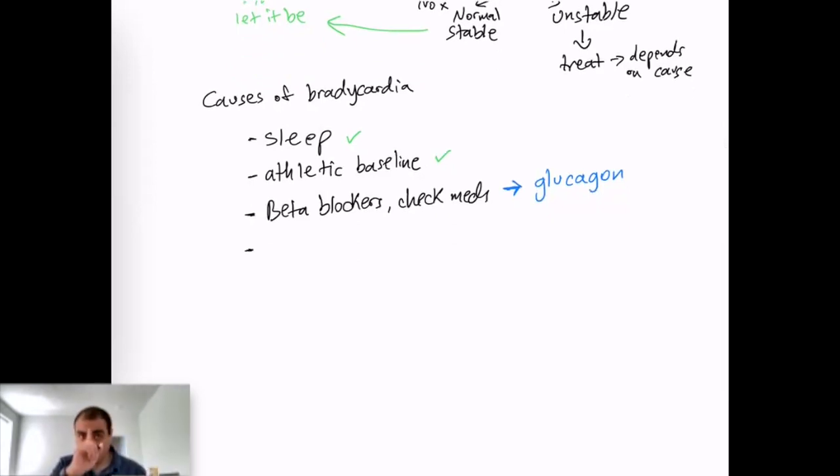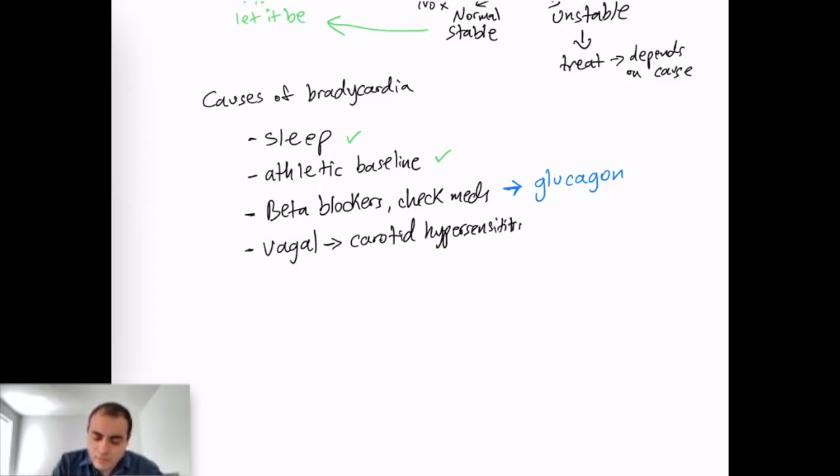The other causes include if somebody is having vagal causes. Specifically, it's not really vagal stimulation, but it's vagal stimulation secondary to something. And some people might have this syndrome called carotid hypersensitivity. Okay, so carotid hypersensitivity just means their carotid sinus is hypersensitive for whatever reason, and they're getting a lot of vagal episodes, and these people will be symptomatic and they will be bradycardic.